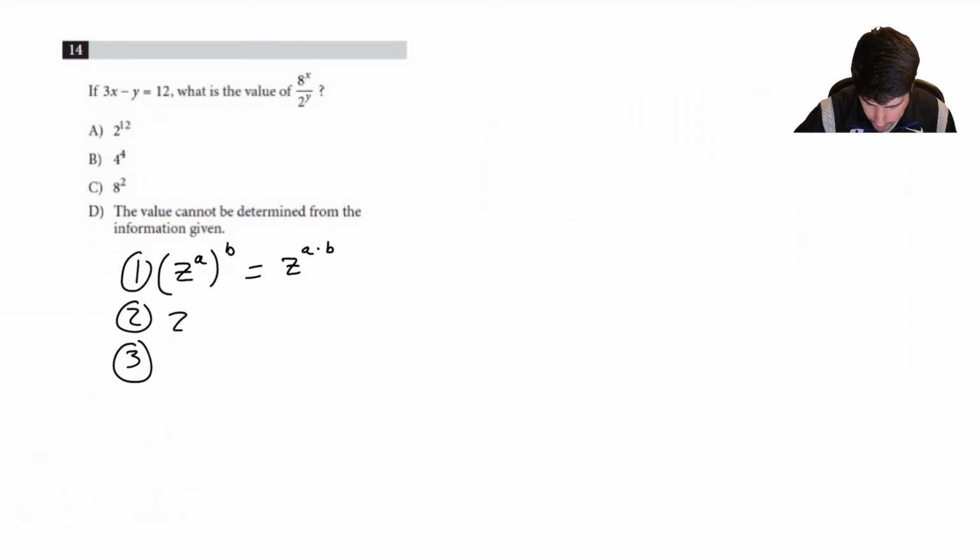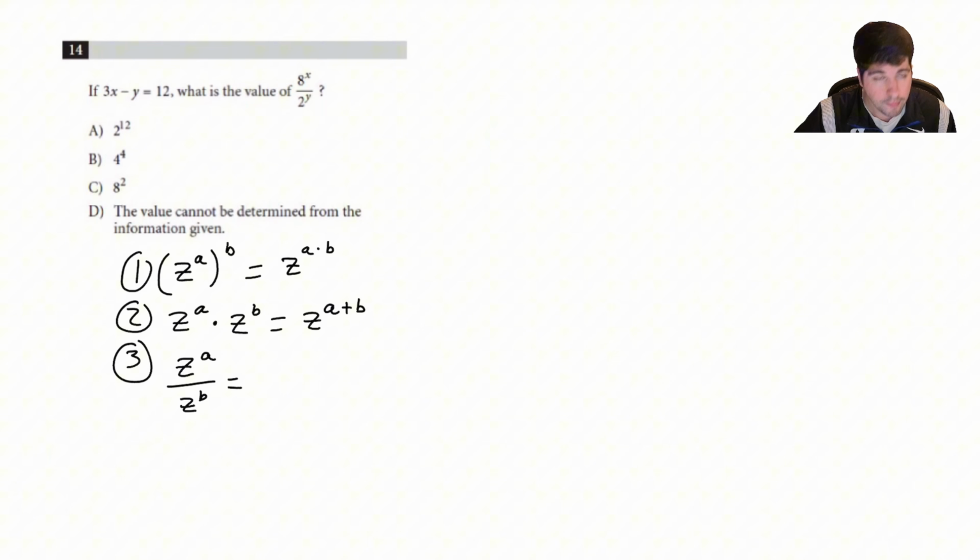Also, if we have z raised to the a times z raised to the b, that's equal to z to the a plus b, right? And finally, if we have z to the a divided by z to the b, then that's simply z to the a minus b, right? So we have to find some way to apply this to the problem that we're given. But it might seem like it doesn't apply somehow, right?